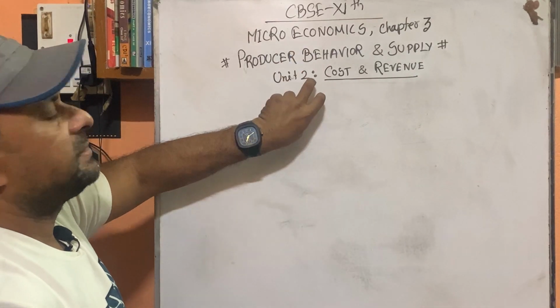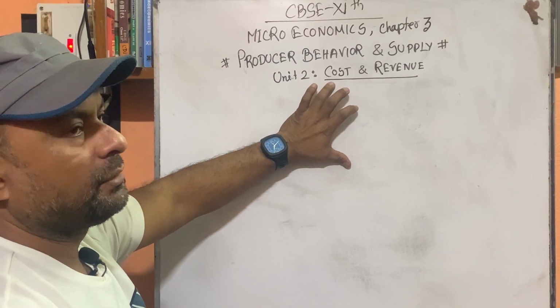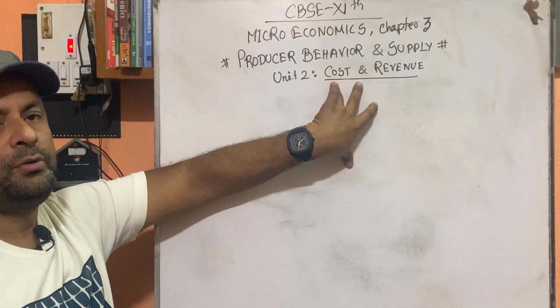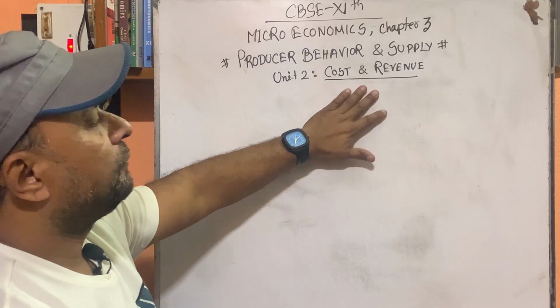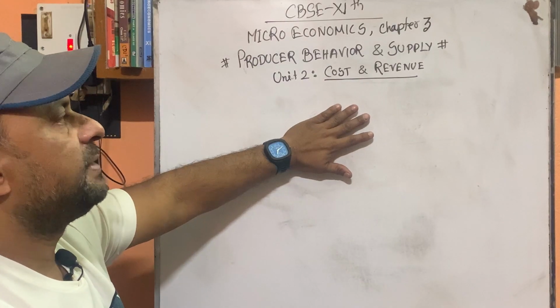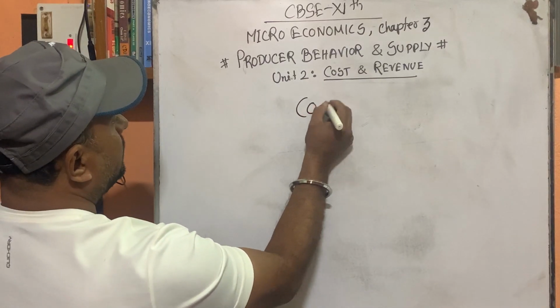Micro Chapter 3, second unit, Cost and Revenue. This is a very important unit for numerical questions, because you must get one numerical question of 6 or 4 marks from this unit, Cost and Revenue. And a lot of formulas are there. The whole chapter is based on a lot of formulas and numericals. Okay. Now let us start from the cost.